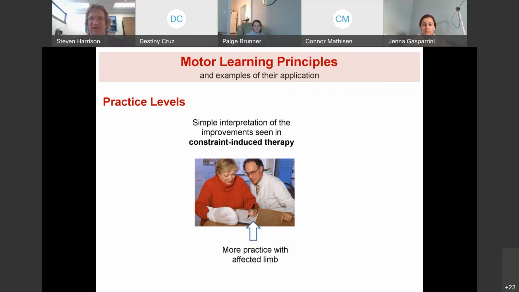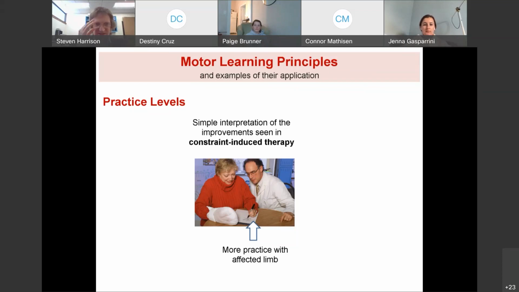Actually, let me expand the screen so I can see all of you at the same time. Okay, by show of hands, does anybody not know what constraint-induced movement therapy is? Okay, so we've got at least one.